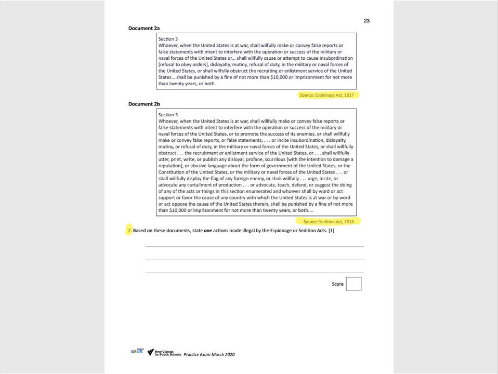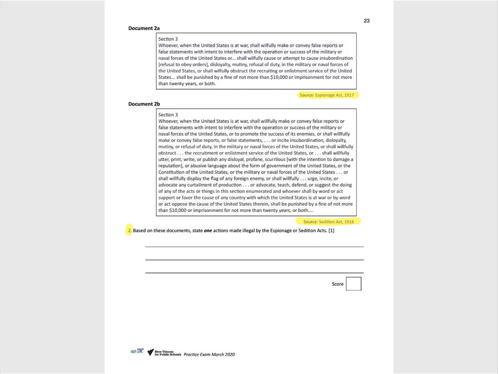Now, make note to yourself, though, that you are going to want to fully analyze these documents because there might be even more additional information that you can later use in the essay that goes beyond what you're going to use to answer the question. So to now go through the acts, the Espionage Act, which is document 2A.